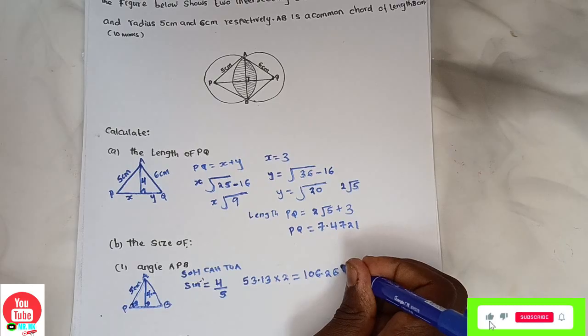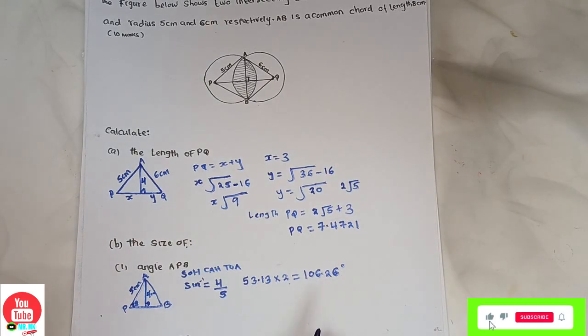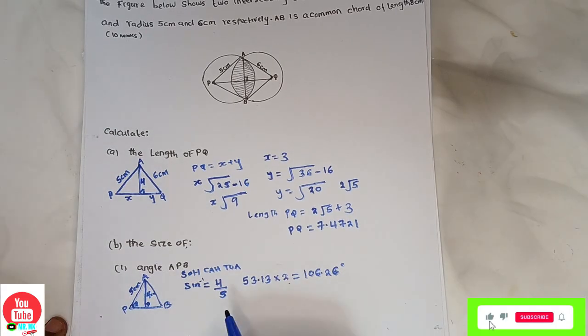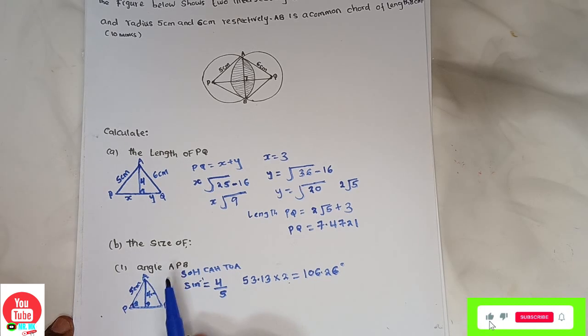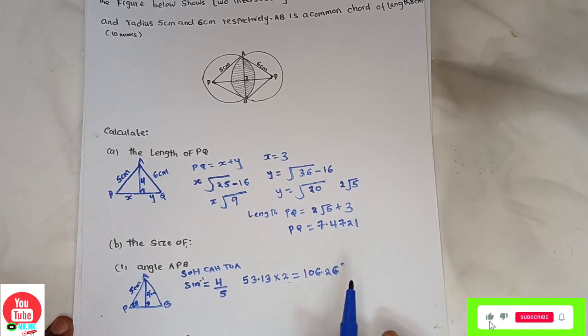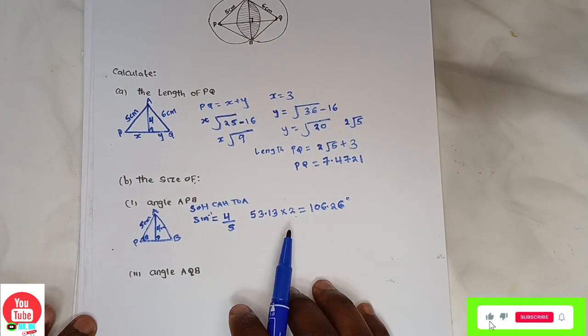106.26 degrees. That will be the angle APB. The angle at P we have got as 106.26. Let's move to the other question.